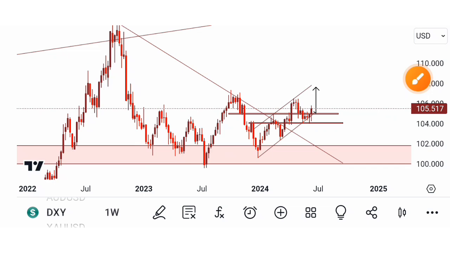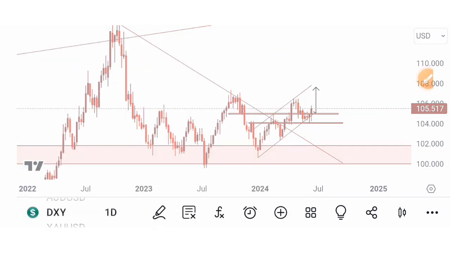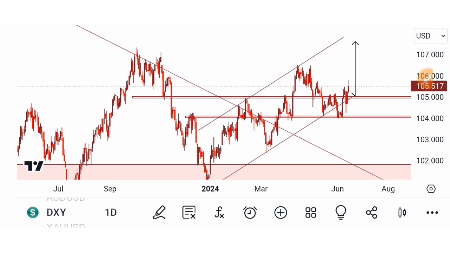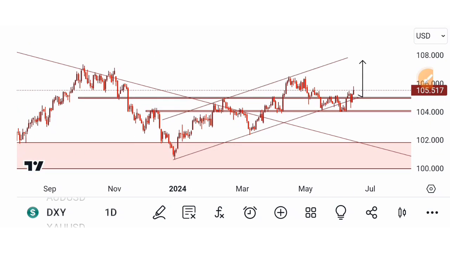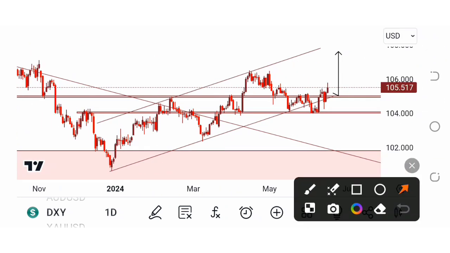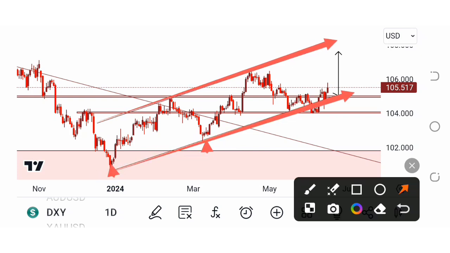Now if you even move to a smaller time frame, we go to the daily time frame. On the daily time frame, you can clearly see that the market is in a bullish channel again. Let me highlight it for you guys. You can see this high over here, the low over here. So anytime the market reaches the low of the channel, it buys, the high of the channel, it sells.